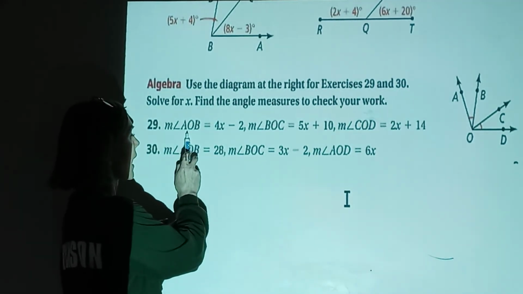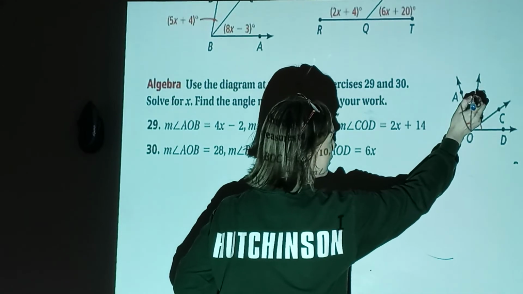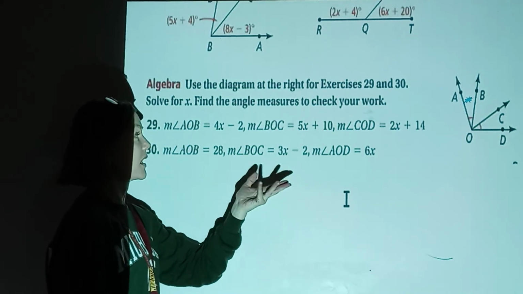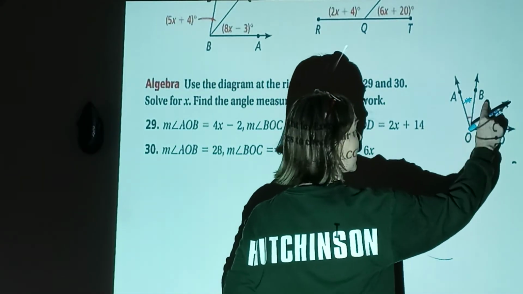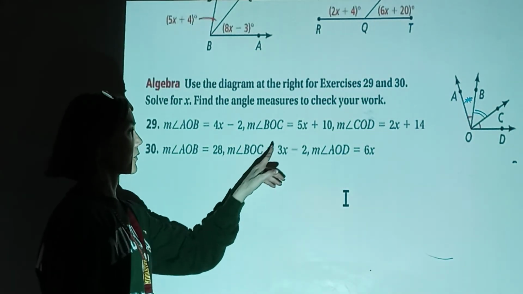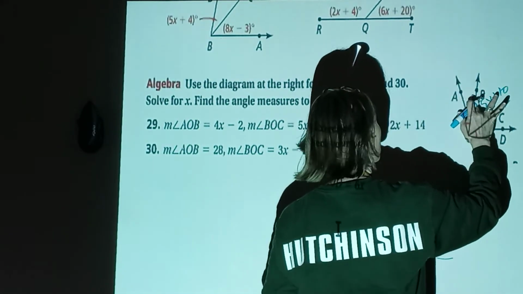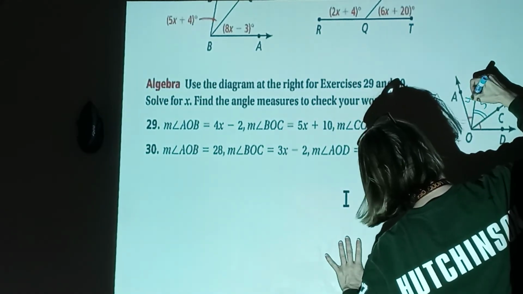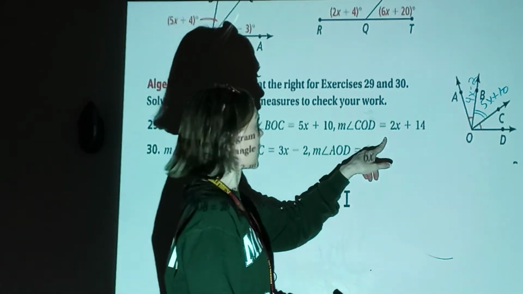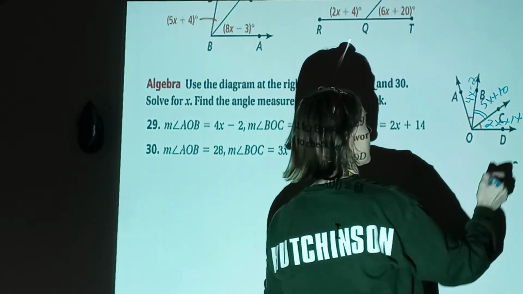It says the measure of angle AOB, this angle right here, is equal to 4x minus 2. So here comes the algebra connection again. The measure of angle BOC, this right there, is 5x plus 10. And the measure of angle COD is 2x plus 14.